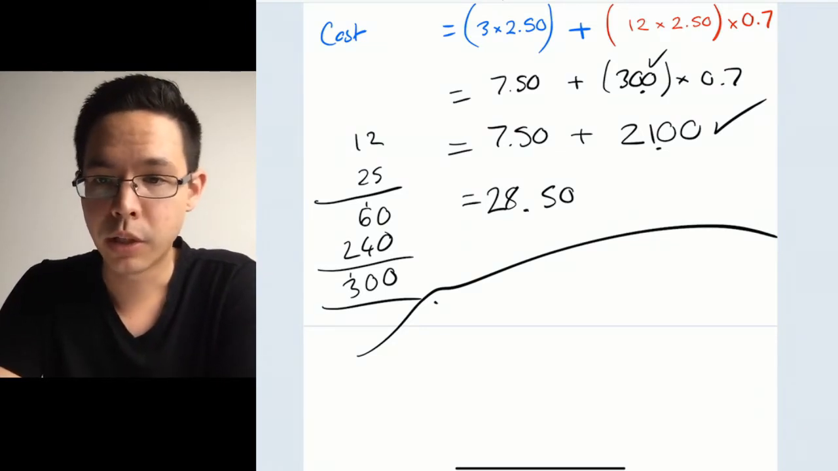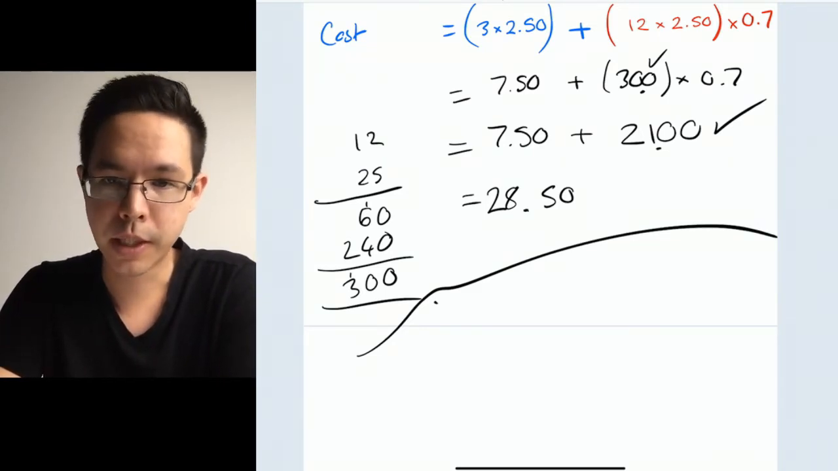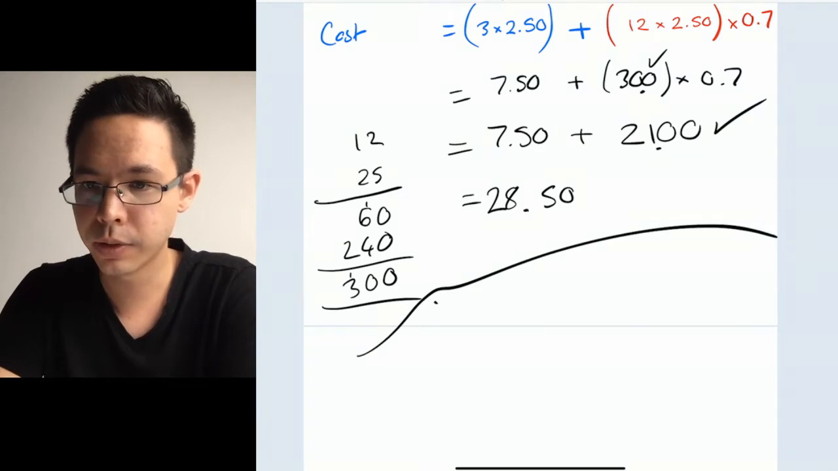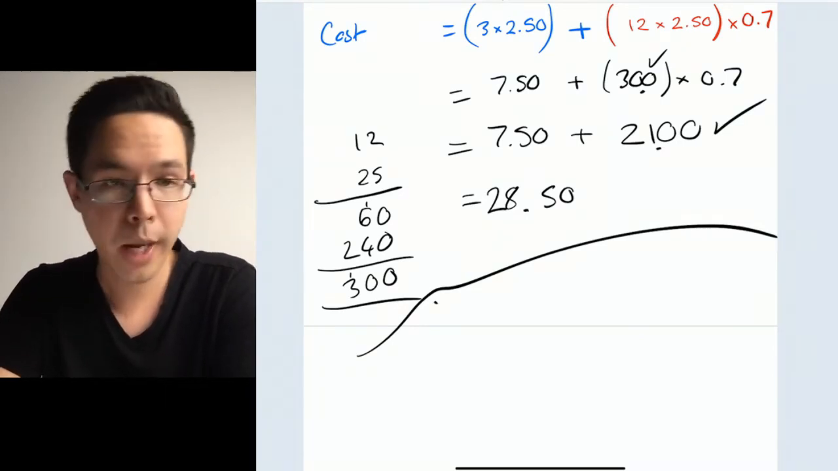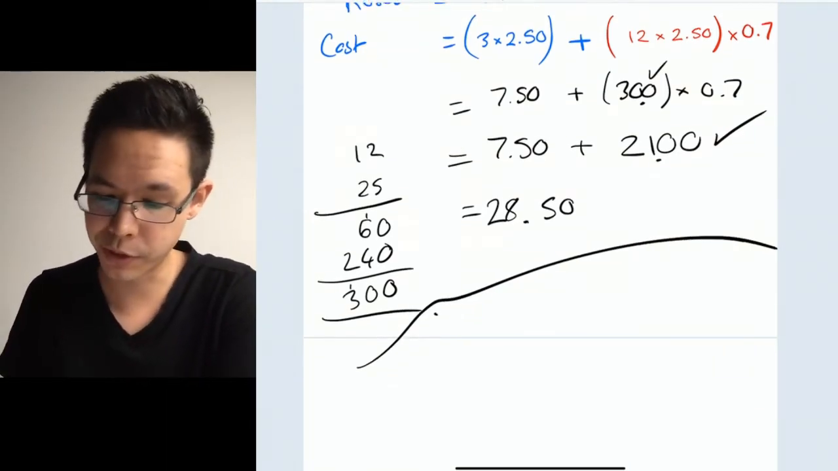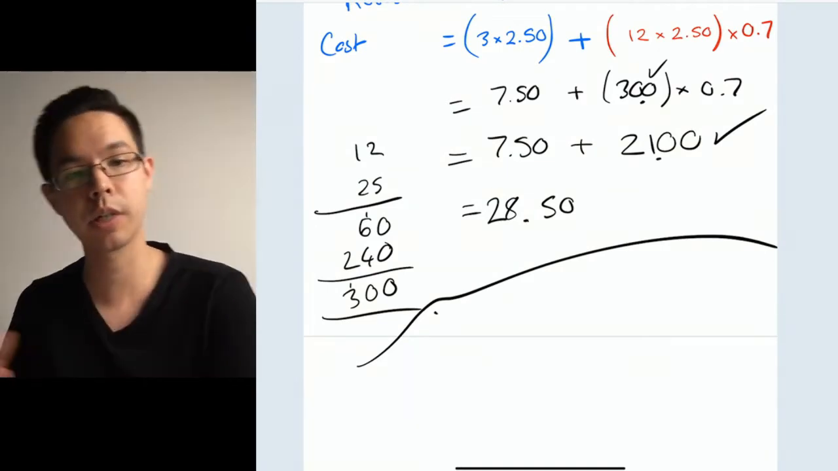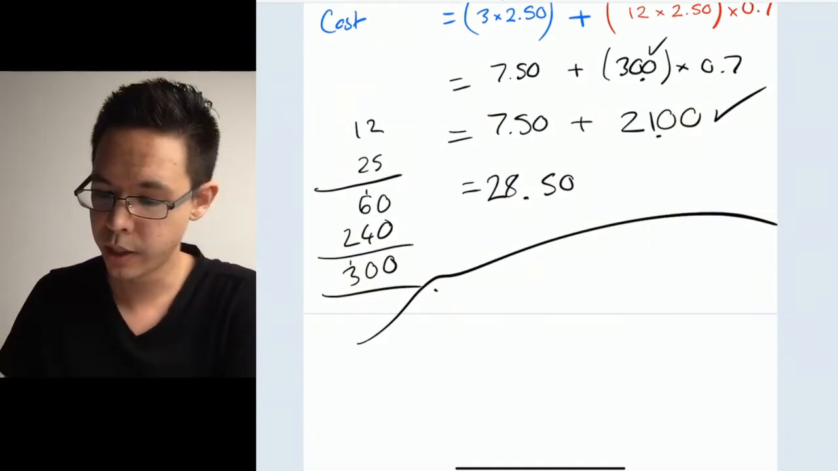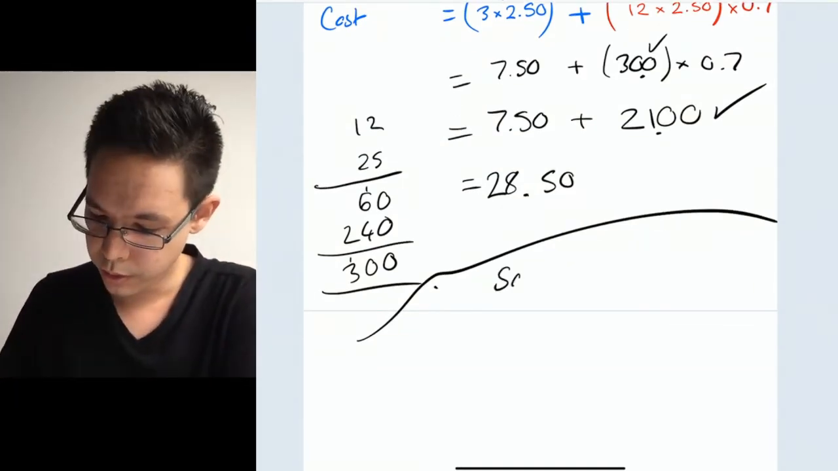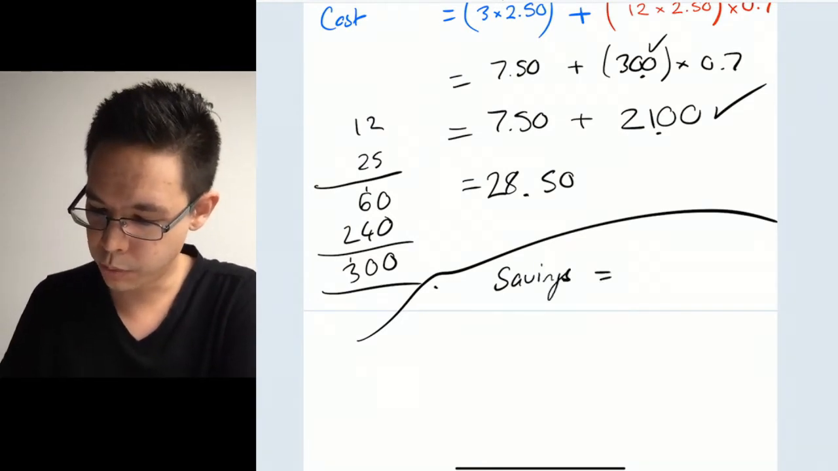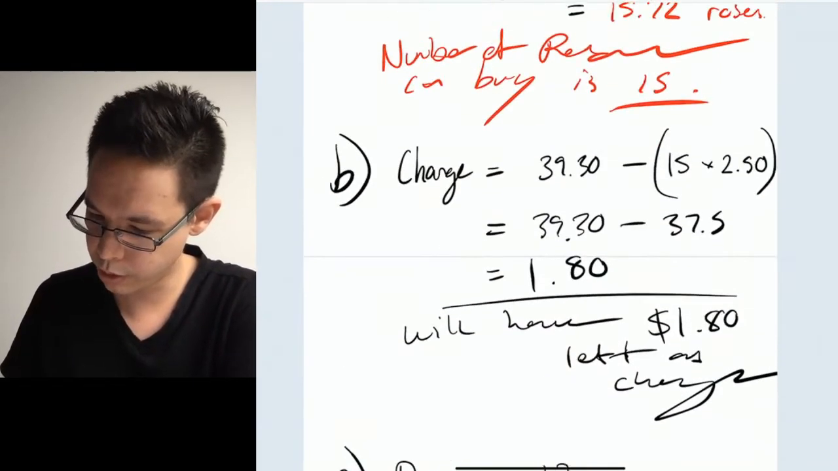Fantastic Flowers has a special offer that if you buy a dozen white roses, you get a 30% discount. Calculate how much they would save. Oh, not how much they spend. It's a question about how much you save. So that's going to be a difference. When you save, there's going to be a difference between the full price and the discounted price. Let's do savings is equal to the full price, which they spent.